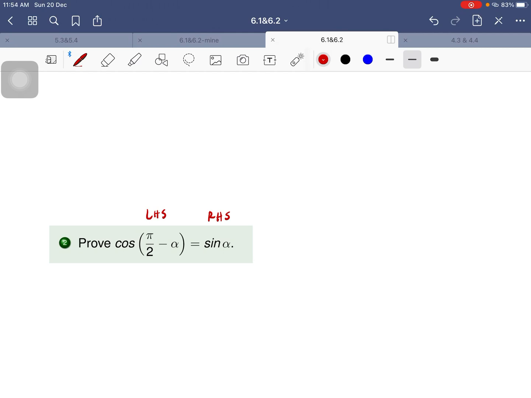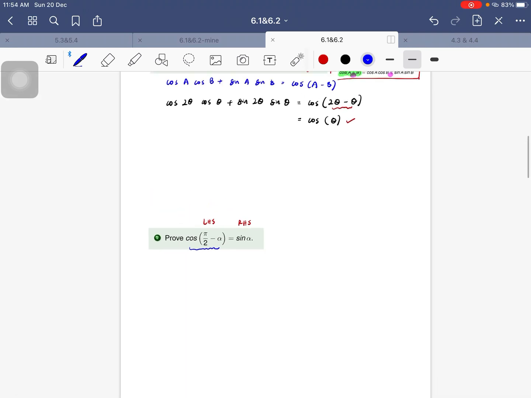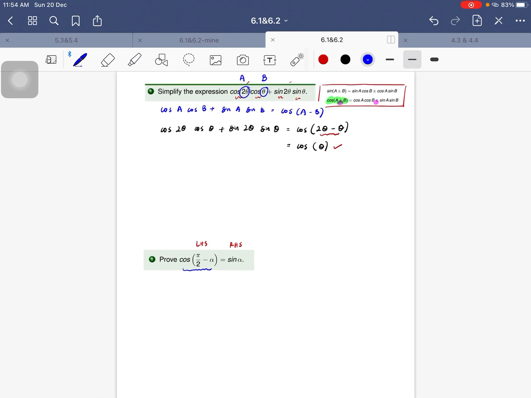there might be something wrong with the way you calculated that. Okay, I did mention this before in the previous topics: when you come across something that you need to prove like this, start with the more complicated one and make it into the simpler form. The more complicated one is this over here, which is cos of pi over 2 minus alpha.